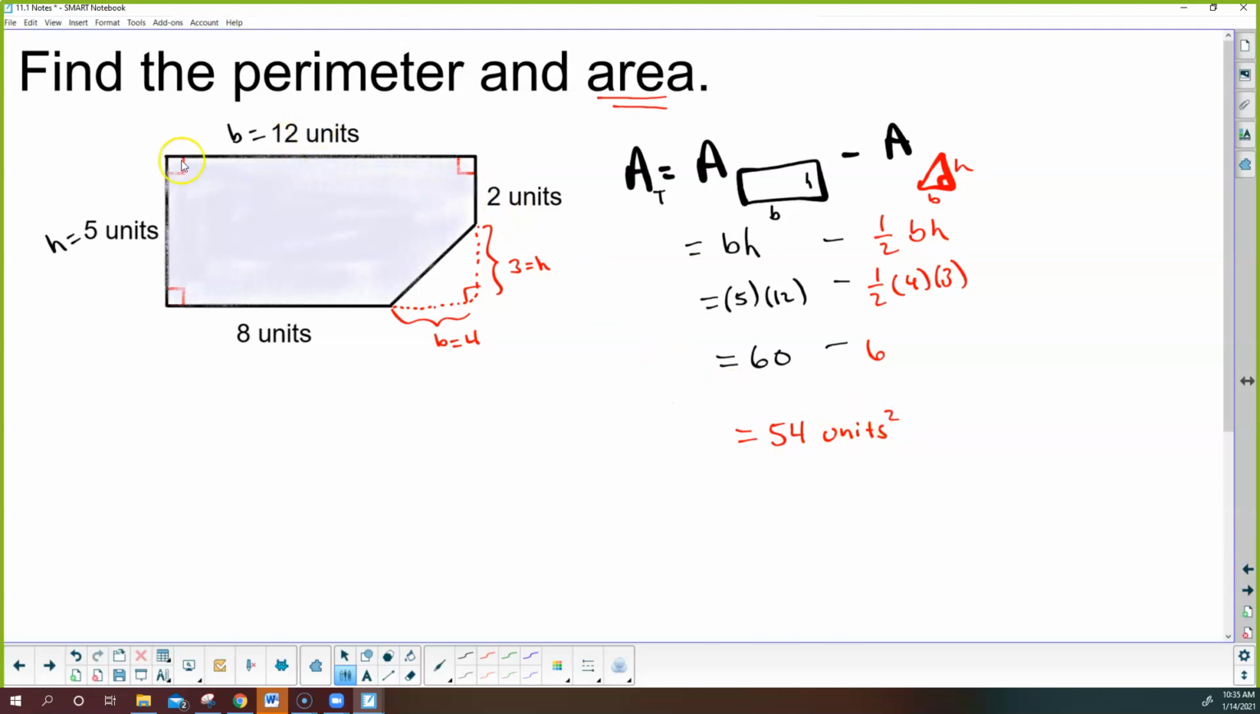Now notice, we didn't put inches, we didn't put centimeters, but they said units. Even if they didn't have the word units, you should still write units squared to indicate the total area. Okay, so you know what the units are.